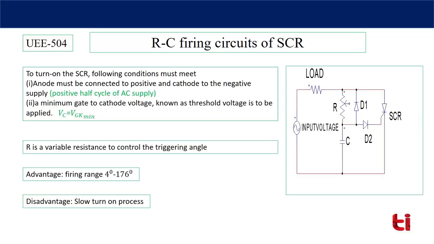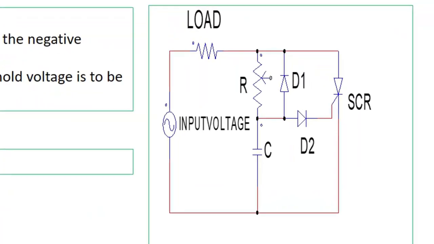So let's start. In the resistance firing circuit also, we have seen that there are two basic conditions required to turn on the SCR. The anode must be connected to positive and the cathode to the negative supply. Second, a minimum gate to cathode voltage is required to turn on the SCR. In the resistance firing circuit, we developed that minimum gate to cathode voltage across the resistance R. Here, that voltage is developed across the capacitor. Now let's see the circuit.